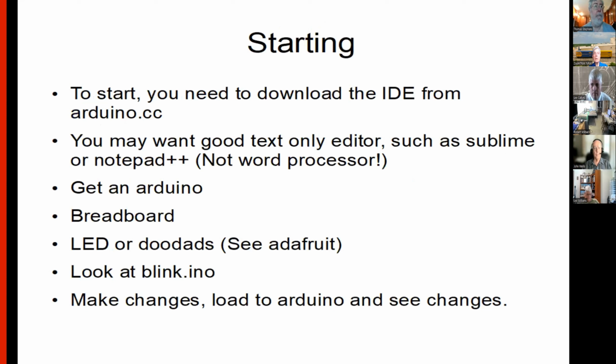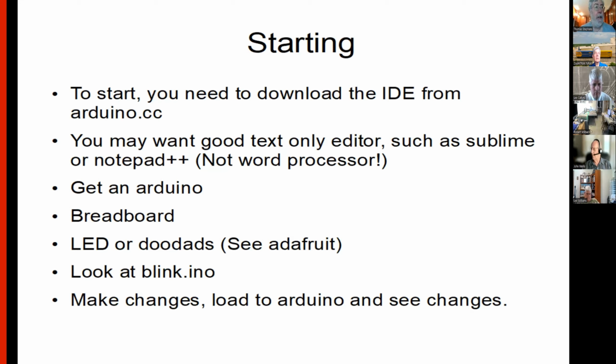Let's see. To start, you download the IDE from arduino.cc. You may also want a good text-only editor such as Sublime or Notepad++. You don't want to use a word processor. A word processor adds a bunch of stuff to the text, like this is the font and this is the thing and so on. There's all sorts of extraneous garbage it puts in that the compiler doesn't like.